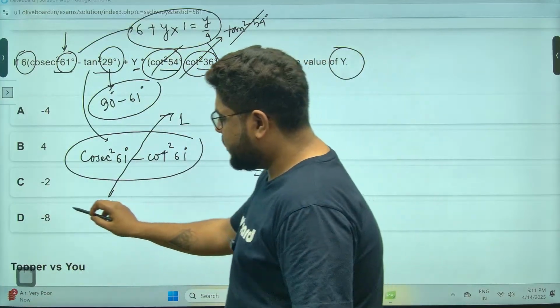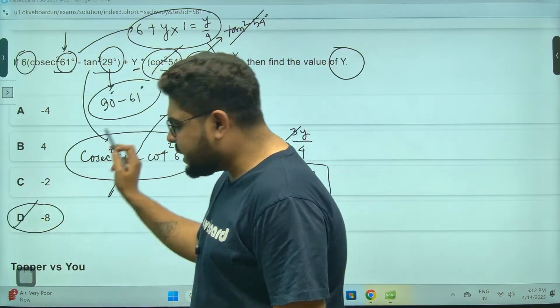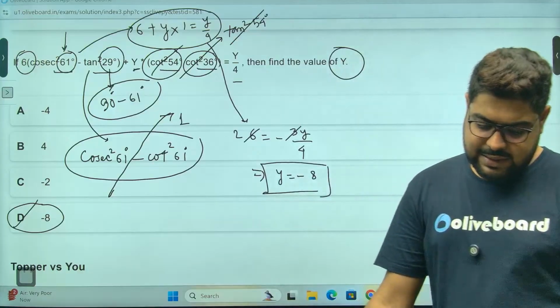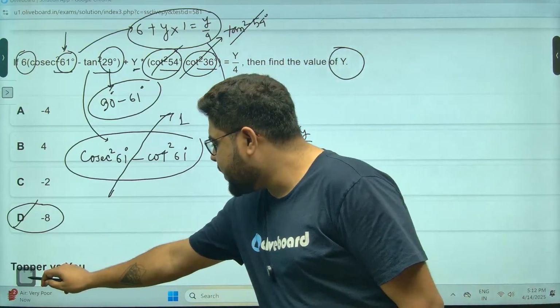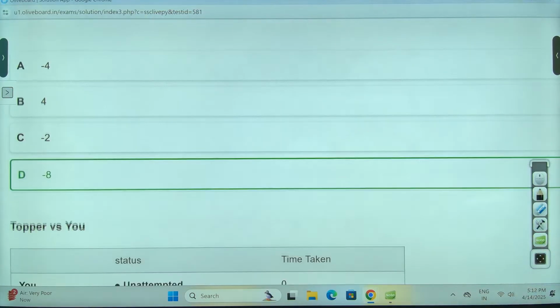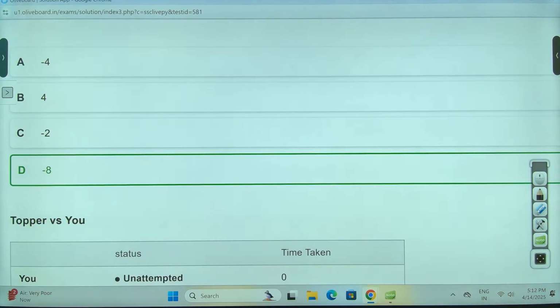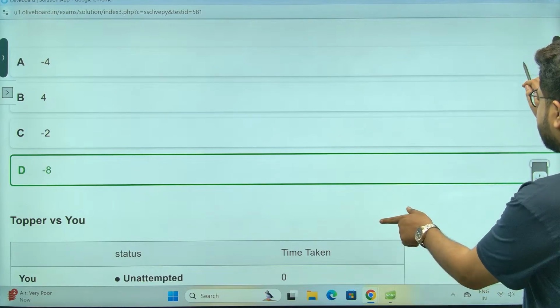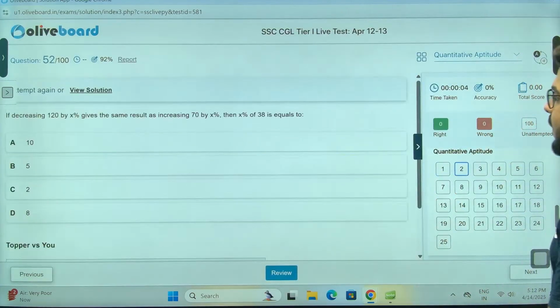Look, option number 4. Option number 4, minus 8 will be our correct answer. Yes, everyone. Reena, you are again correct. That is the correct answer. Let's move on to the next one.